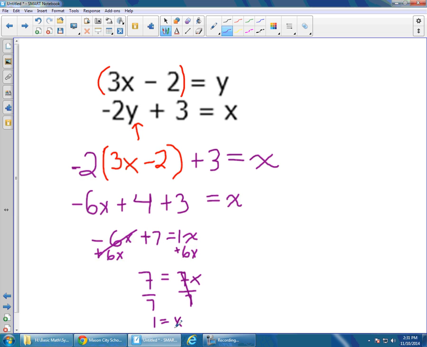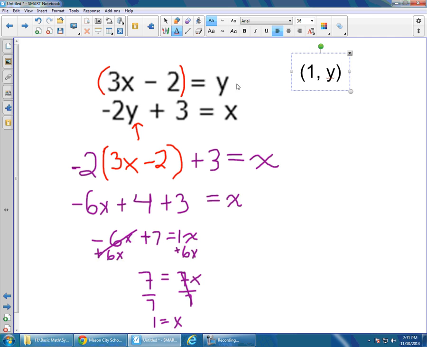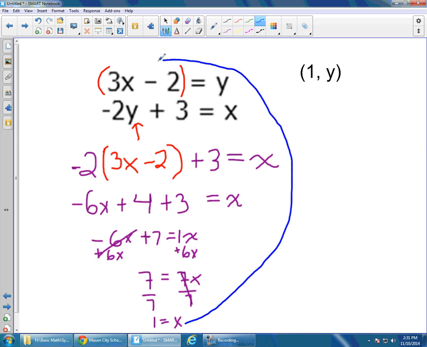So when I do a solution, or the answer to the system of equations, the solution is always a point. So I know that my x is going to be 1, and now I'm just trying to figure out what my y is going to be. So now that I have found that x equals 1, I'm going to go back and plug 1 back in here. Since that's going to tell me what y equals, I'm going to do 3, and now I know down here that x equals 1. I'm going to type in times 1 minus 2 equals y.